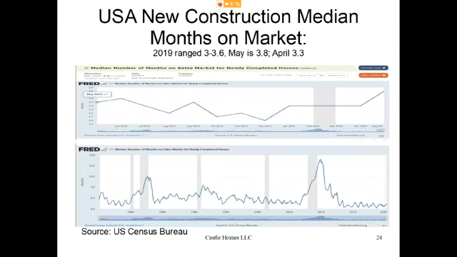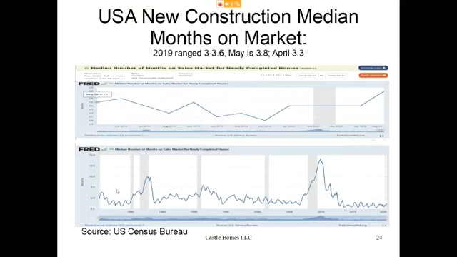Okay, new construction median months on market is rising. In 2019, we ranged 3 to 3.6 months. May was 3.8. April was 3.3. So that's a pretty good tick up. Here it is on the graph. So we're already outside of the 2019 range.